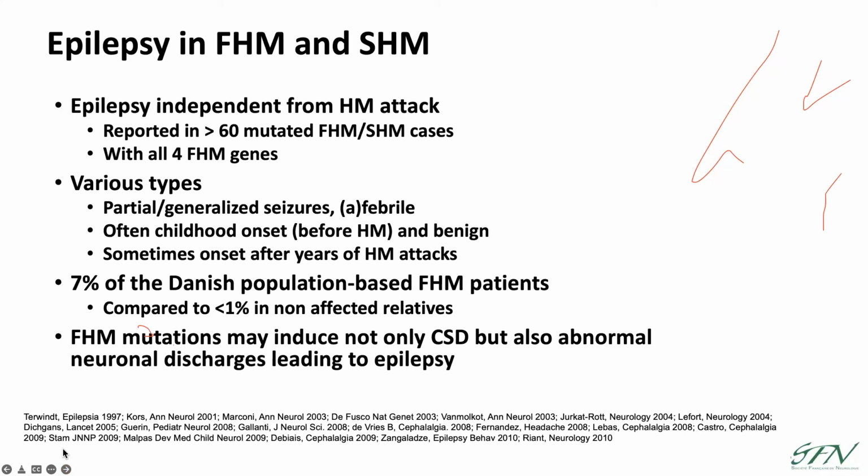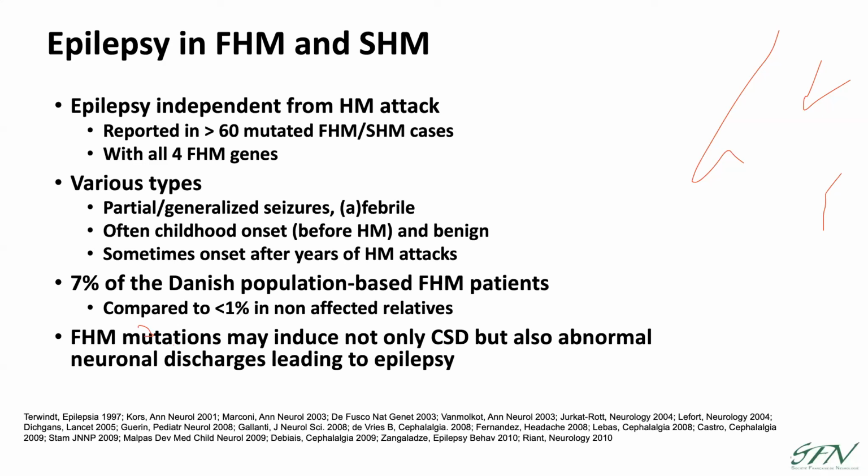So in addition to migraine attacks, people with familial and sporadic hemiplegic migraine may have other associated neurological conditions. Epilepsy is among these conditions. Epilepsy is independent from hemiplegic migraine attacks. It has been reported in more than 60 mutated cases in the literature, and with all the 4 known and identified familial hemiplegic migraine genes. There have been various types of epilepsies reported, partial or generalized seizures associated or not with fever.